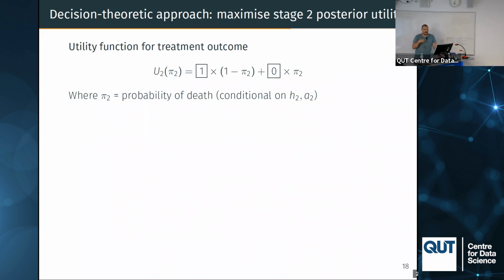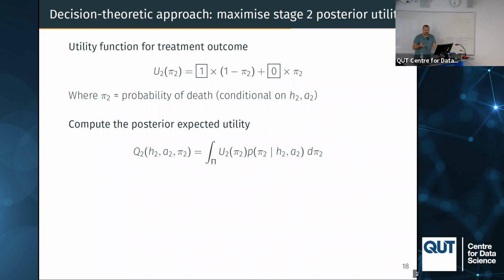And then we can formulate our utility function for the second stage treatment outcome. So we have our utilities in the boxes here. A utility of 1 being that for survival, weighted by the probability of not dying, plus the utility of death, 0, weighted by the probability of dying, where the probability of death here is, again, conditional on patient history and treatment.